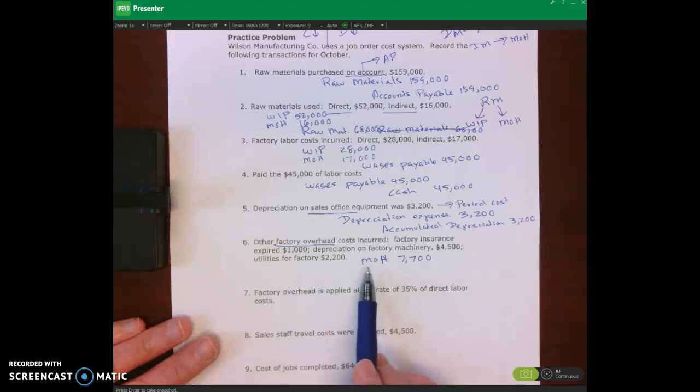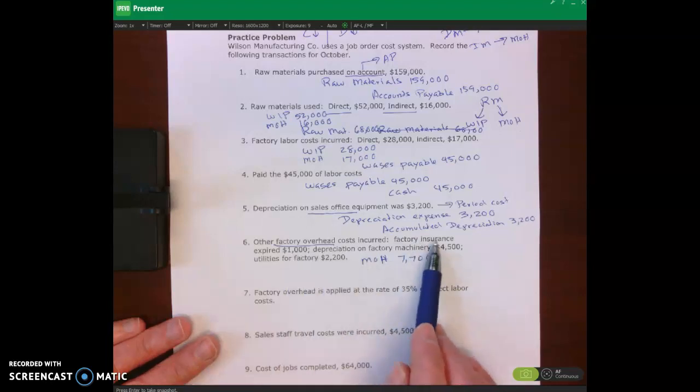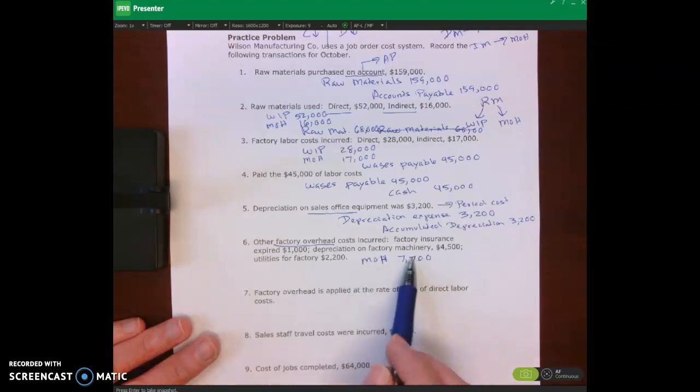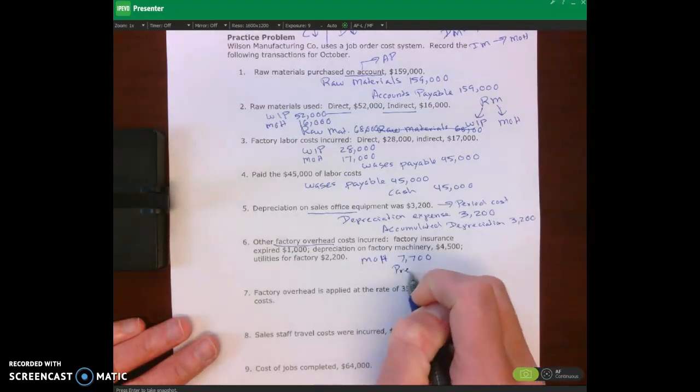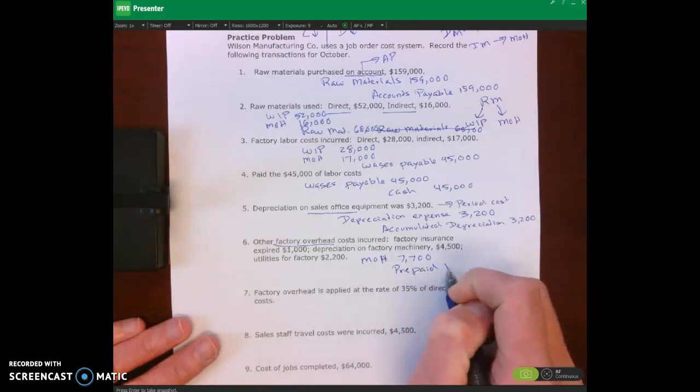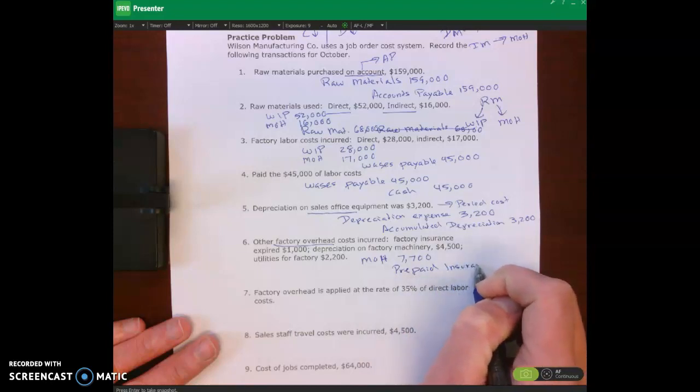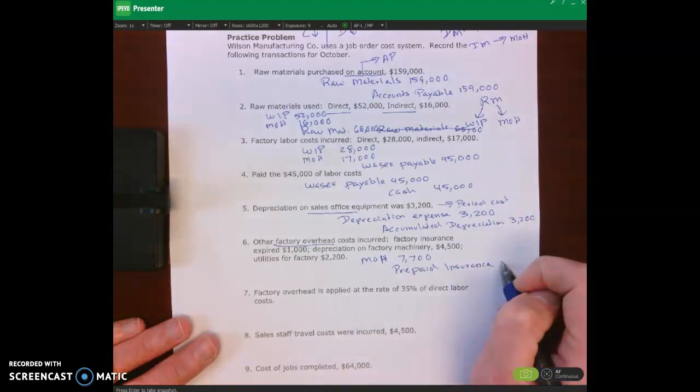Okay? So, getting back to the insurance expired, the journal entry to record the expiration of prepaid insurance is debit insurance expense, credit prepaid insurance. The debit is wrapped up in this number. So then what we have to do is credit prepaid insurance for our $1,000.